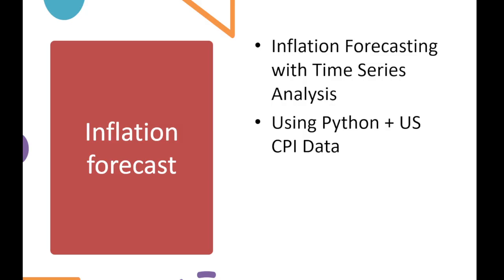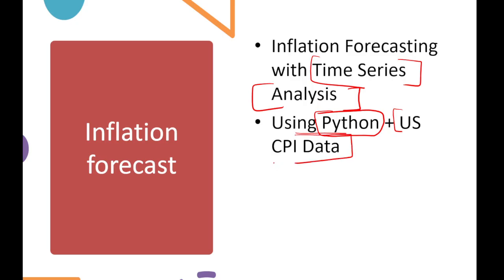So what I'm going to do is that we'll be using time series analysis. We'll be using financial time series analysis, and we'll be using Python for that. And we'll be forecasting US CPI. CPI stands for Consumer Price Index. It's an indicator of inflation. There are various indicators of inflation, by the way. This is one such indicator.